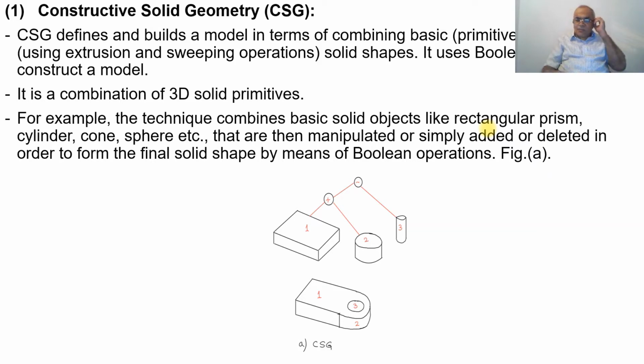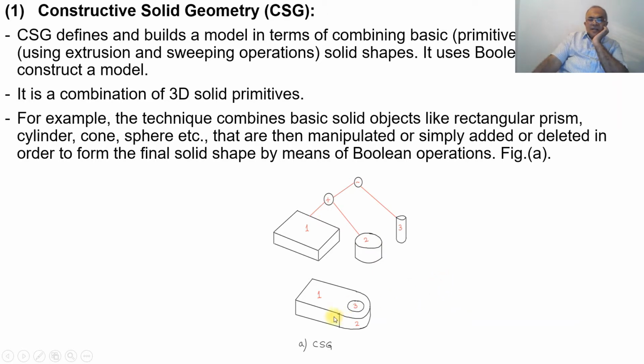So what does it mean? Suppose I want to create this particular model, which is a combination of 1, 2, 3. First we create the rectangular prism, then the cylinder, then one more cylinder. First I place 1 with 2. Then I use a union operation so that these two become single. That is 1 plus 2 becomes 1.